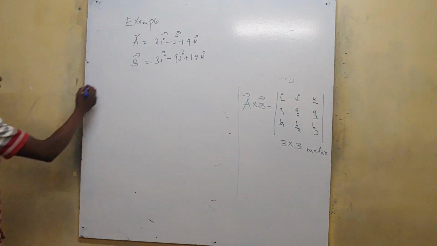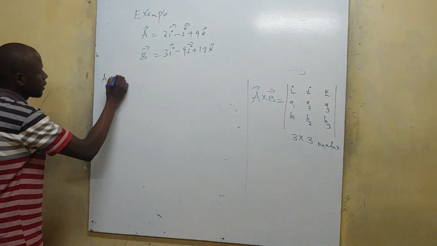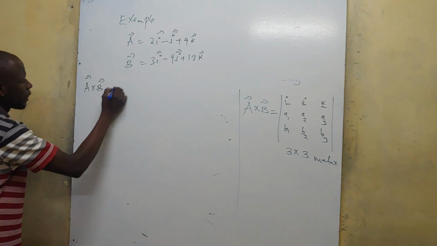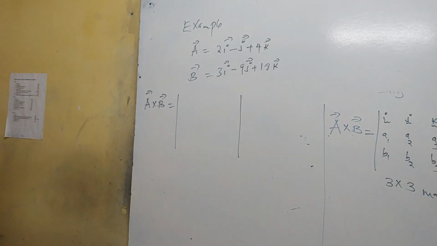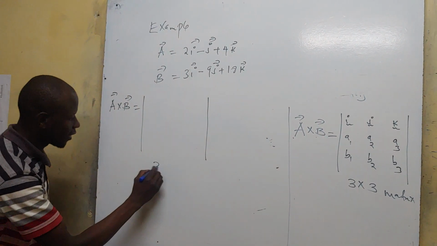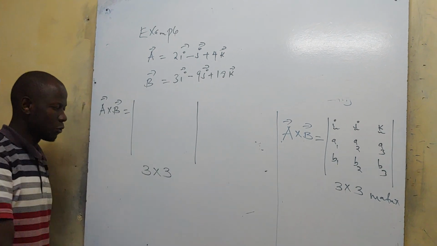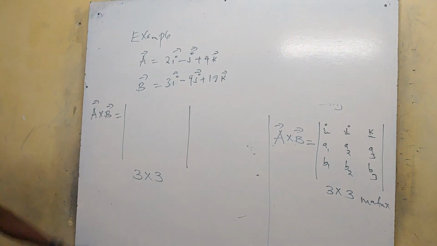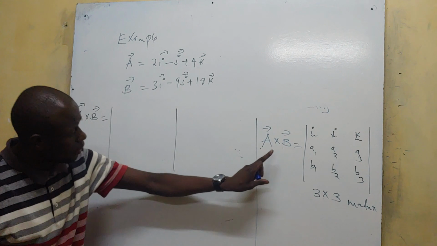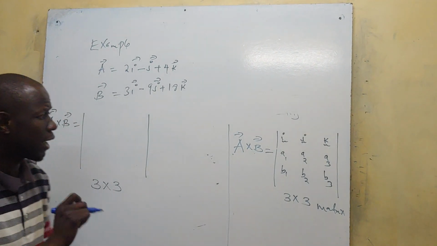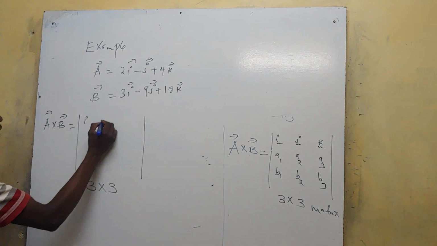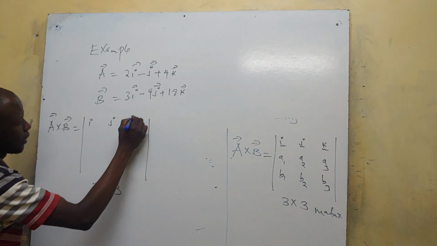As we have said, a cross product between two vectors A and B is always given by the determinant of a 3 by 3 matrix. So we have to form the 3 by 3 matrix, the matrix whose determinant we want to determine. Whenever we want to get the cross product, the first row in the 3 by 3 matrix is formed by the elements i, j, and k.